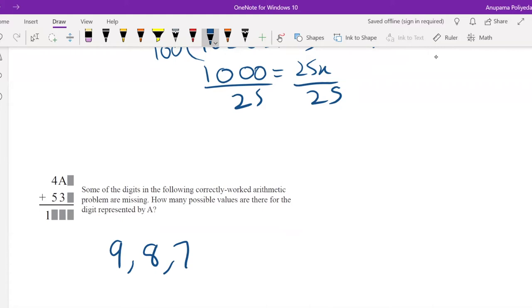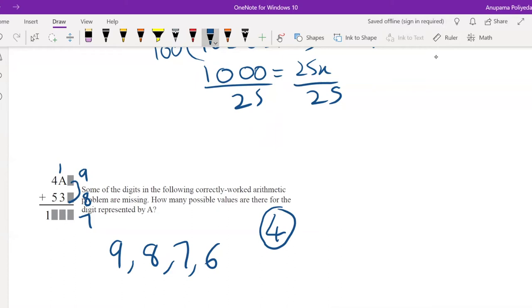And then we can't stop there, because if these two digits add up to a number greater than 10, say it's 9 and 8, then that's going to be 17, and then 1 can carry over. So A, by that logic, can also be 6, because then it will be 10, and then 1 can carry over again to the 4, and it'll be 5 plus 5, or 10, and it'll be 1,000. So our 4 possible values are 9, 8, 7, and 6, because 9, 8, and 7 carry over a 1, and then 6 is possible if the unit digits add up to a number greater than 10. So the answer is 4.